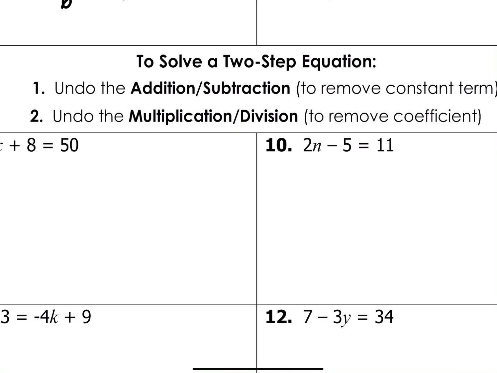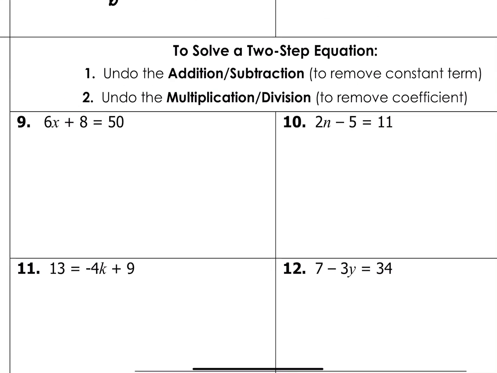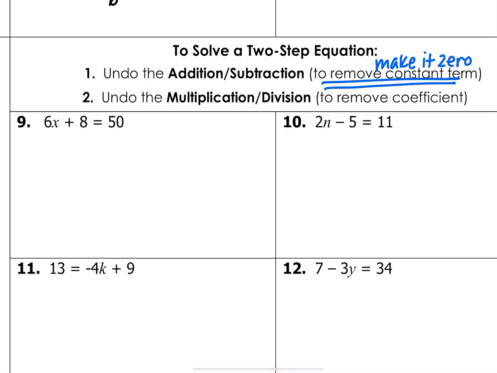To solve two-step equations, most of the time this is going to be your process. Step 1, undo the addition or subtraction. Remove the constant term. We're going to be making it 0. So the constant term is going to become a 0. Step 2, undo multiplication and division to remove the coefficient. We want to make the coefficient 1.